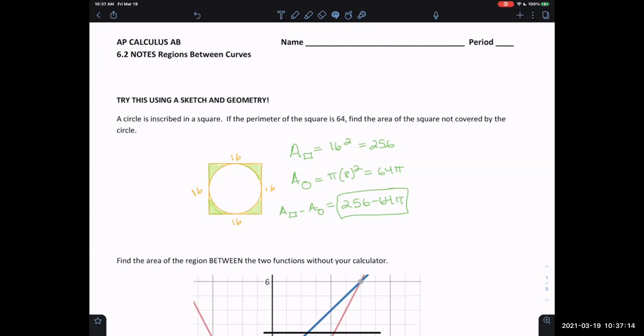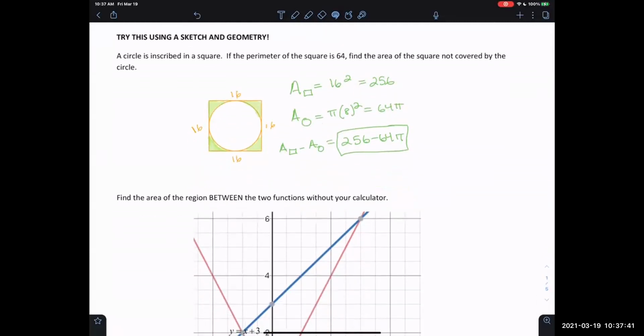And finally, if you're trying to find the area of the square not covered by the circle, that would be the green shaded part. That would simply be a subtraction of the total area of the square minus the area of the circle. So 256 minus 64 pi. Something along those lines is what we're getting at in this section, finding the area of a region.